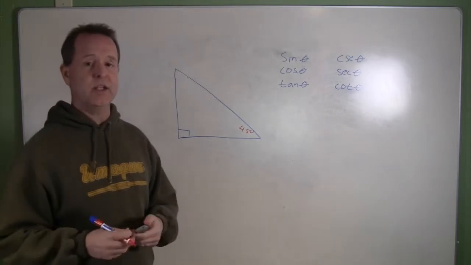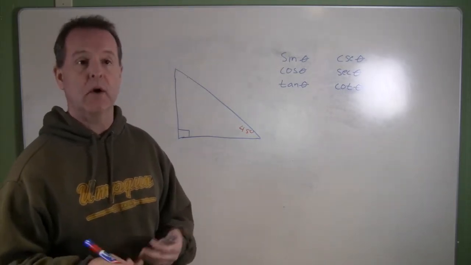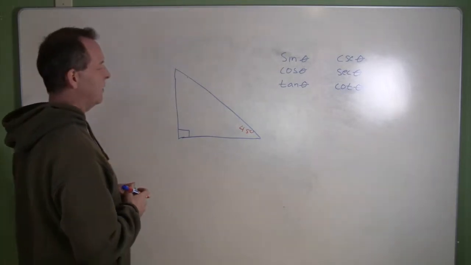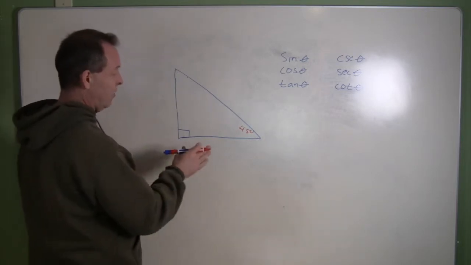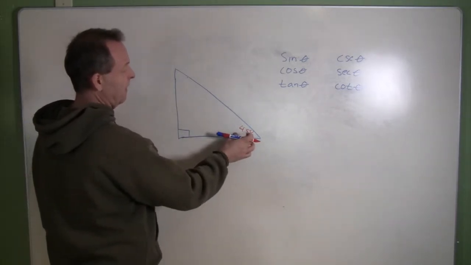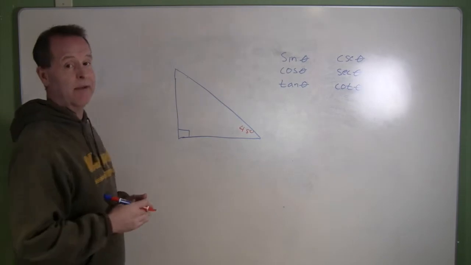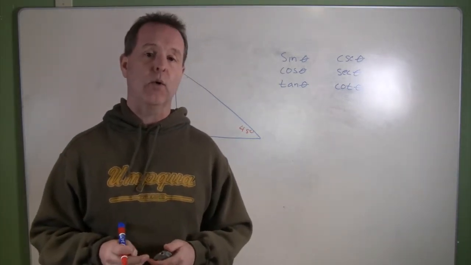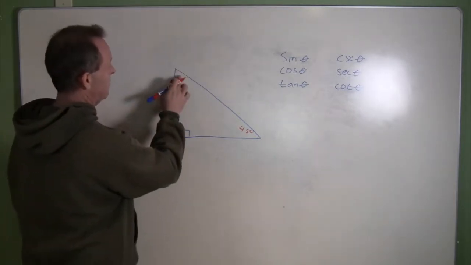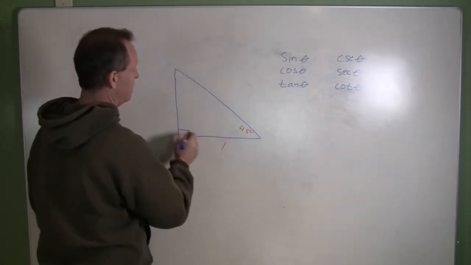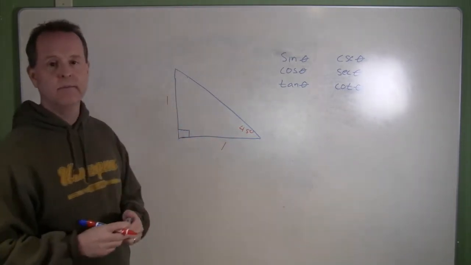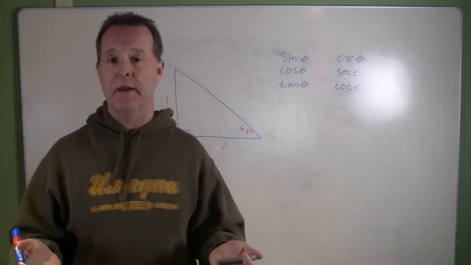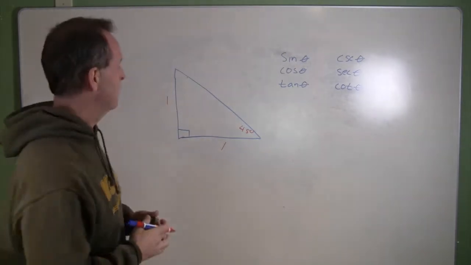So to do that, we need to construct a triangle first that has a 45-degree angle in it. And we know if this is 90 and this is 45, well, that's also 45 because the sum of the interior angles of a triangle equals 180 degrees. So if these two angles are the same, then we know that those two lengths are the same. And for simplicity, I'll just measure them as unit 1.